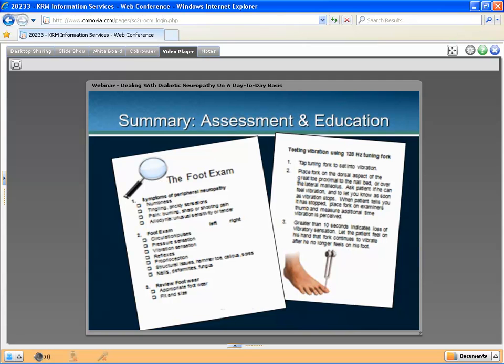In summary, a comprehensive assessment and thorough diabetes education on foot care are probably the two most important things to offer our patients with diabetes.